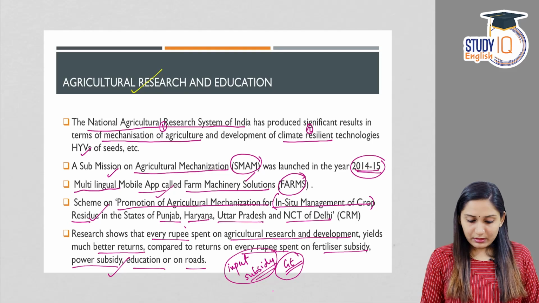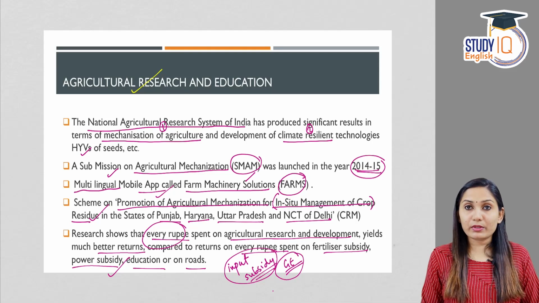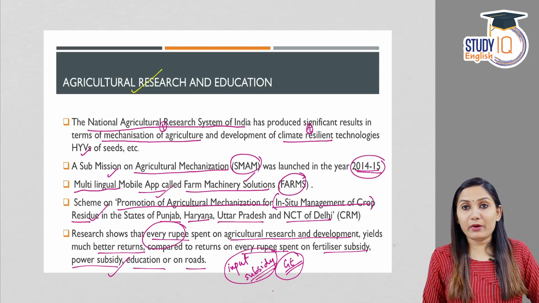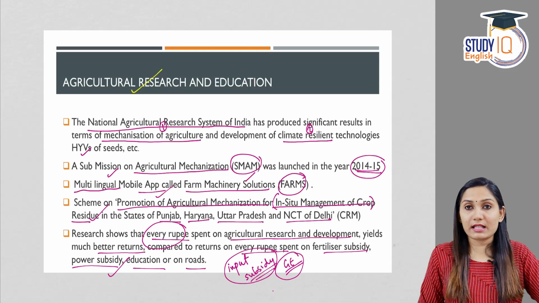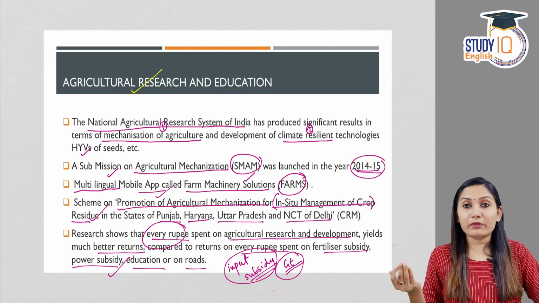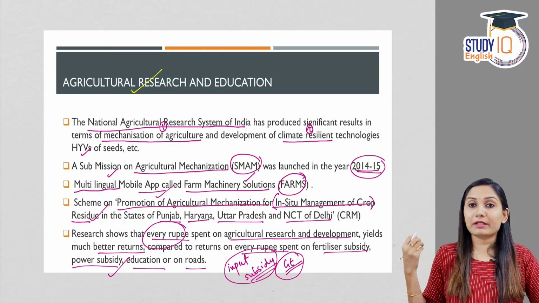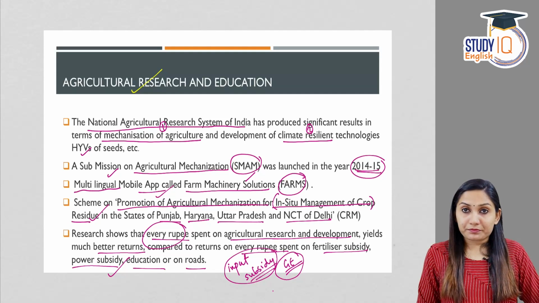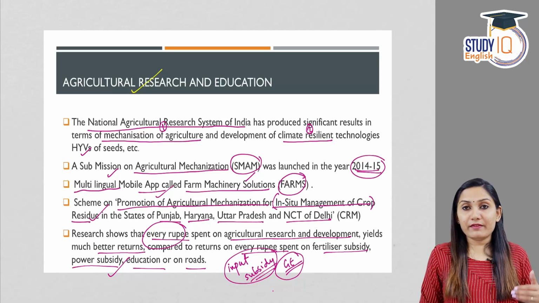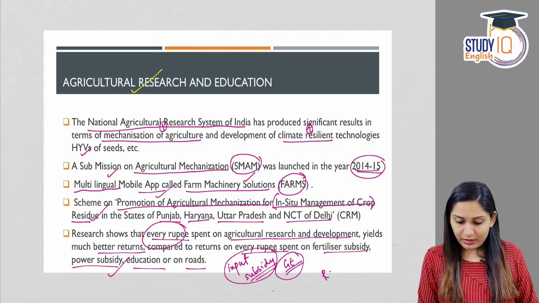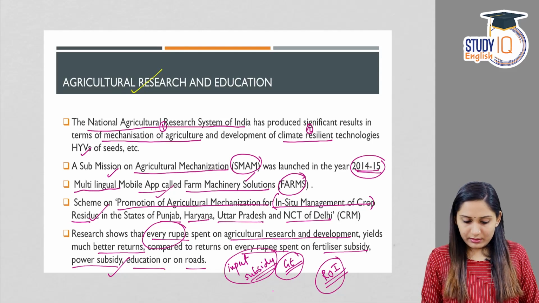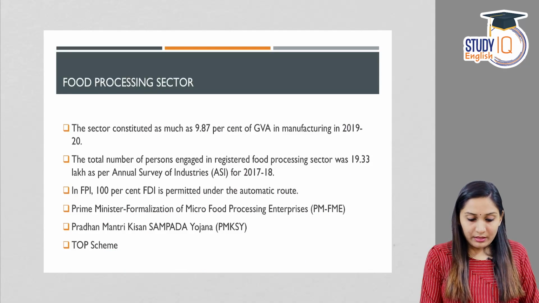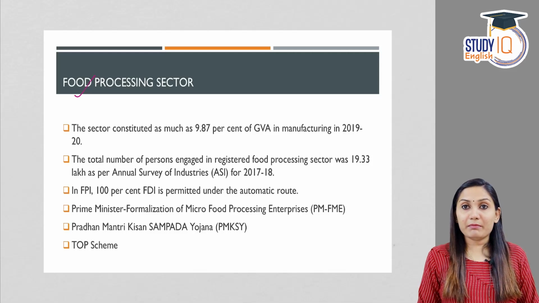Now, various researchers show that every rupee spent on agricultural research yields more results compared to other kinds of input subsidies, or even comparable with that of construction of roads or education, which means that the return on investment is very high when it is done on research. Next is food processing sector, a very, very important sector.